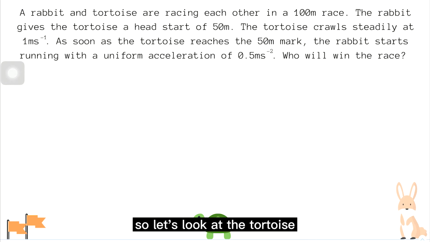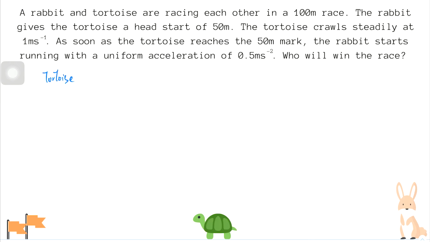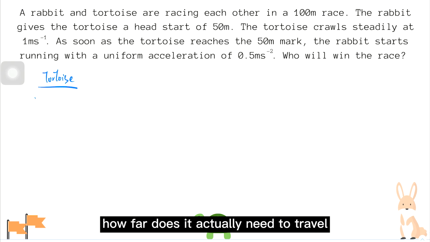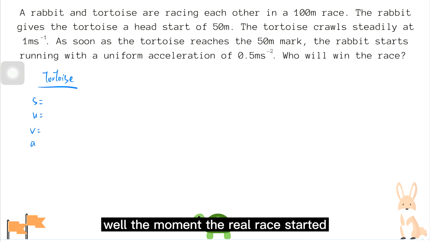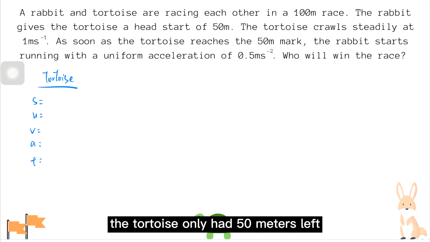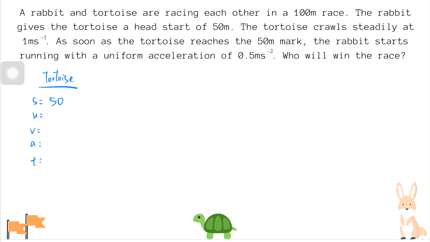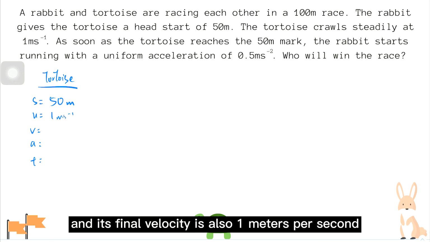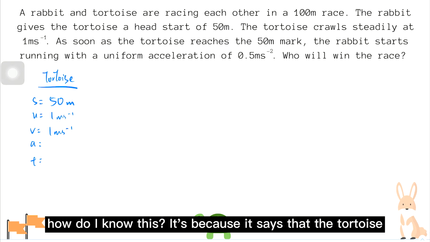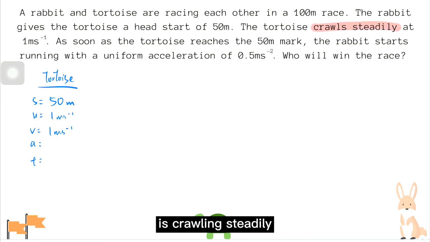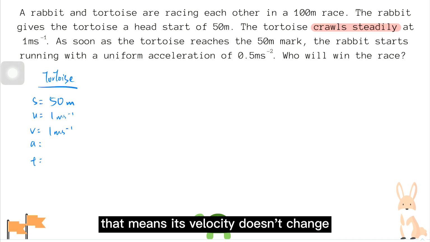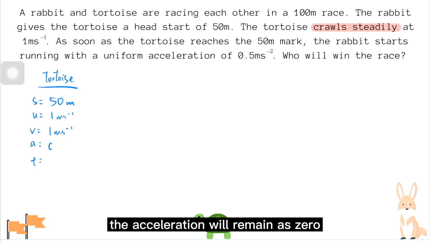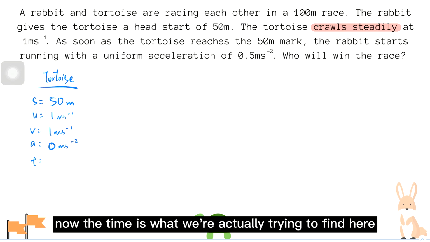So let's look at the tortoise. How far does it actually need to travel? Well, the moment the real race started, the tortoise only had 50 meters left. Its initial velocity is 1 meter per second, and its final velocity is also 1 meter per second. How do I know this? It's because it says that the tortoise is crawling steadily. That means its velocity doesn't change. So if the velocity doesn't change, the acceleration will remain as 0.